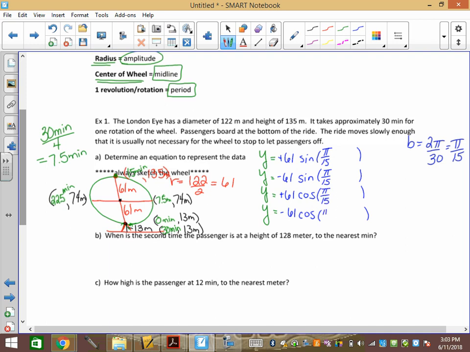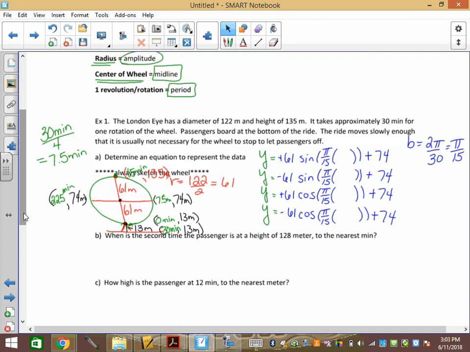What's my d value? 74. The center of your circle is d, because it's the midline. It's the line that cuts the graph in half. Remember, the graph does not include this base. If I drew this graph out, I would start at 13. I would go up to 135. I would come back down to 13. I would go up to 135.